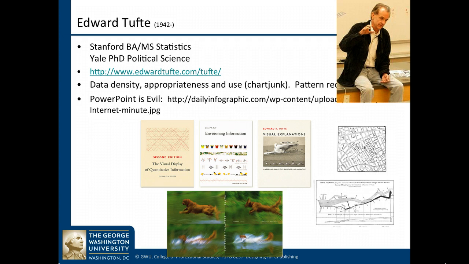it appropriately. He's got 4 books out there: The Visual Display of Quantitative Information, which is about showing numbers; Envisioning Information, which is about showing things; Visual Explanation, about showing processes; and Beautiful Evidence, about how to make your arguments.